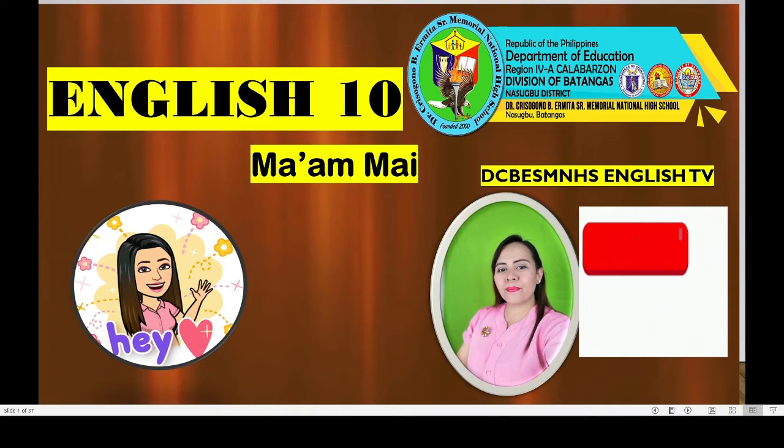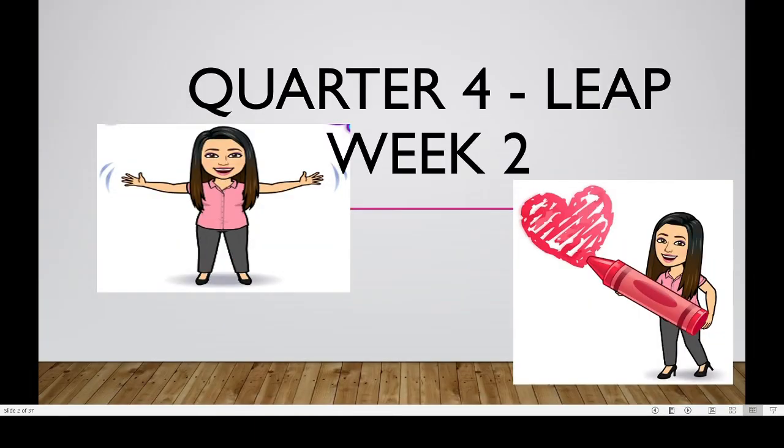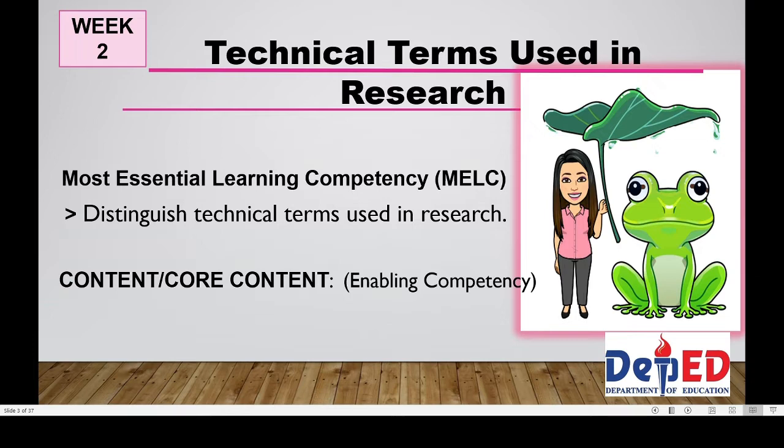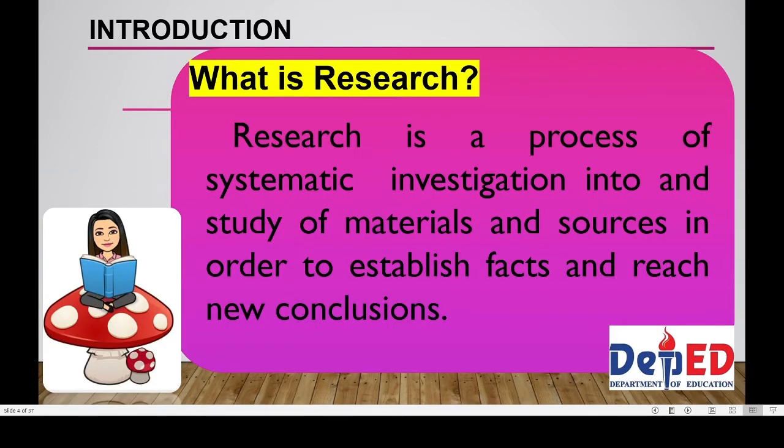We are now in the second week of our last quarter in your Pivot 4A Learner's Pocket. This week, we are going to talk about the technical terms used in research. The most essential learning competency is to distinguish technical terms used in research. The enabling competency is to research technical terms. Let us begin our lesson with the definition of the word research.